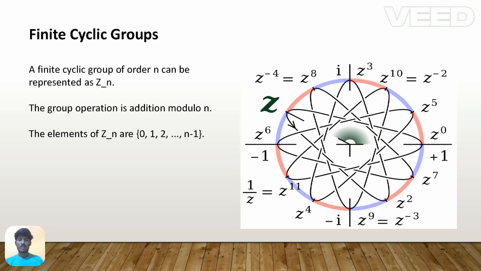Finite cyclic groups. A finite cyclic group of order n can be represented as Zn. The group operation is addition modulo n. The elements of Zn are 0, 1, 2, up to n minus 1.